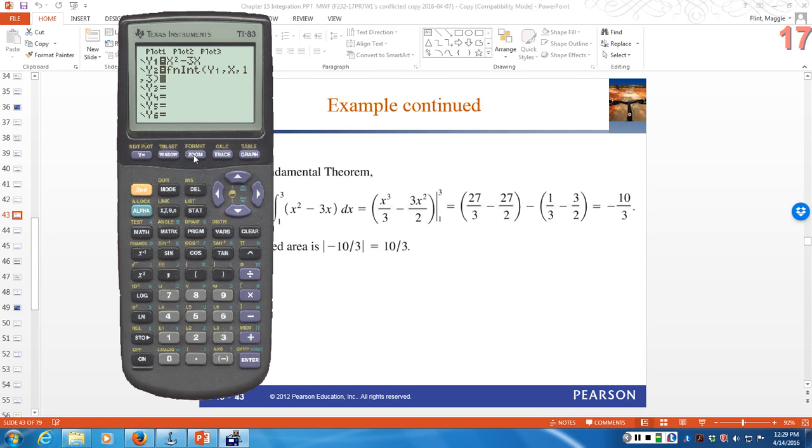And I'm going to go up here and set my window. Let's just go from 0 to 5. And then I really don't want to see that particular function, but we'll go ahead and look at it anyway. We're going to see the graph of the derivative is what we're going to see.